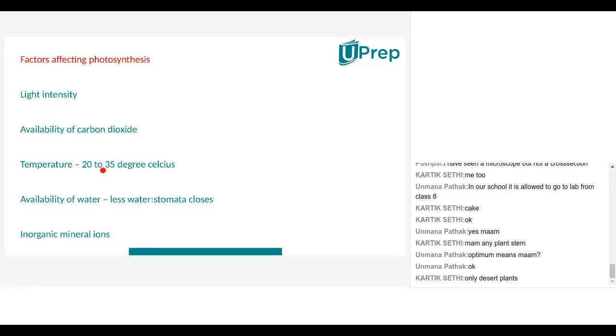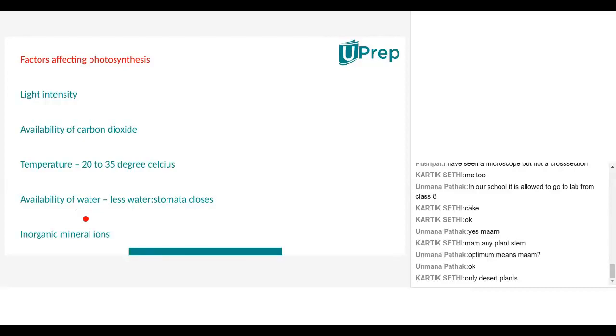Photosynthesis occurs best in this temperature. Now, availability of water. We have discussed availability of water. Less water is also not good. Excess water is also not good. It just requires optimum water.